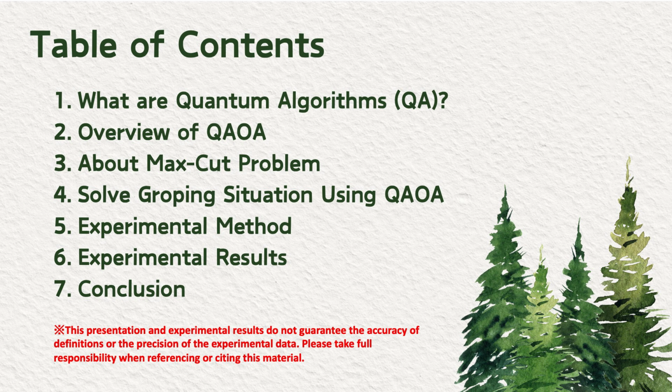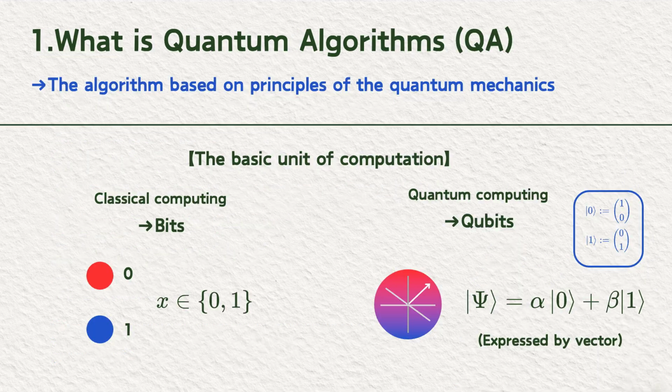Let's begin by explaining what quantum algorithms are. Quantum algorithms are algorithms based on the principles and mathematics of quantum mechanics, executed on a computer known as a quantum computer. So how does quantum computing differ from conventional computing? In conventional computing, referred to as classical computing in this video, calculations are performed by manipulating basic units called bits. As you may know, bits can exist in one of two states, 0 or 1, and various operations are performed using these two states.